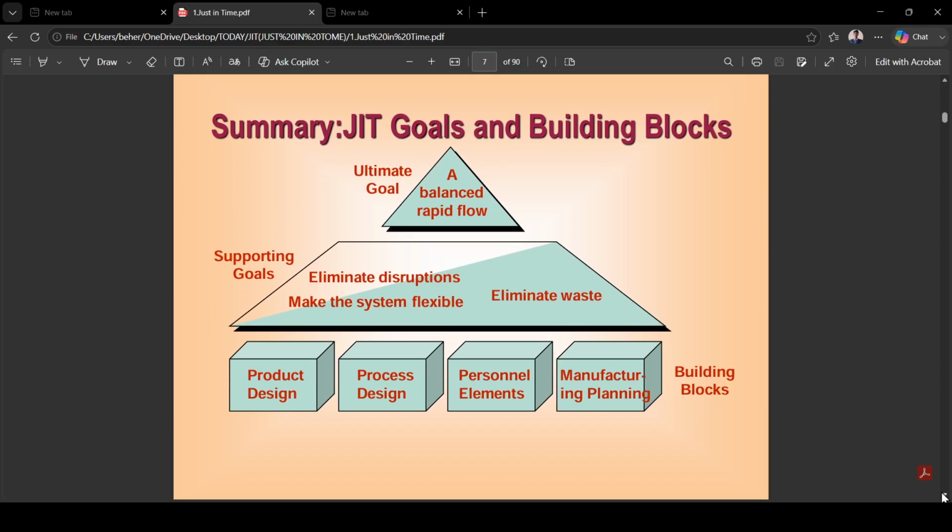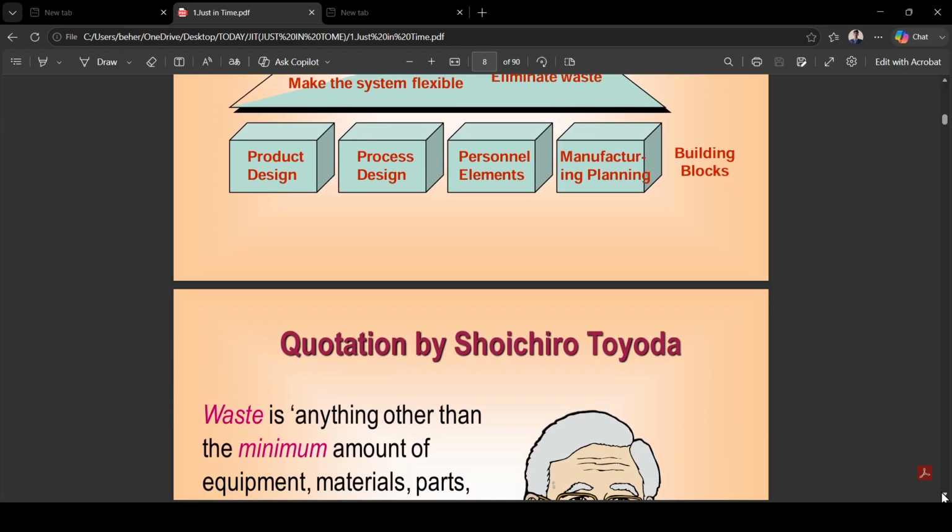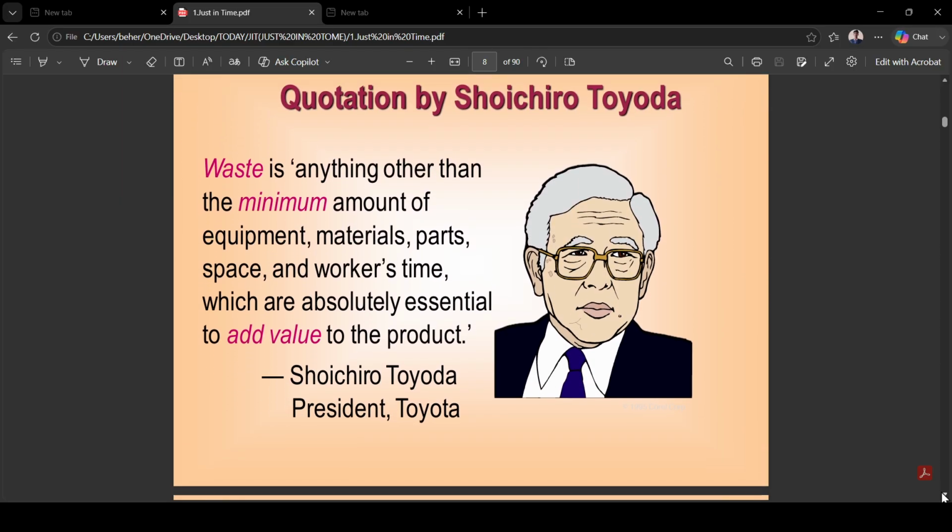Then a summary of the JIT goals and building blocks. Ultimate goal: a balanced, rapid flow. Supporting goals: eliminate disruption, make the system flexible, eliminate waste. Then product design, process design, personnel elements, manufacturing planning, and so on. Then a quotation.